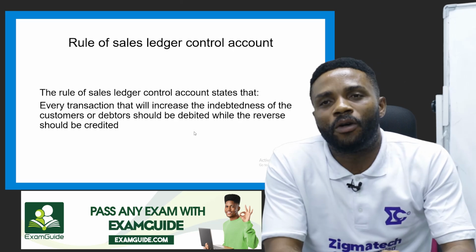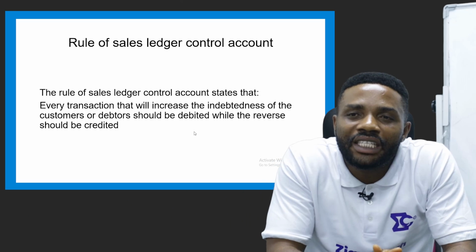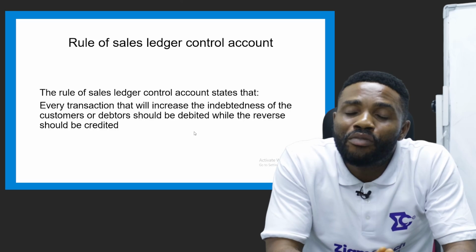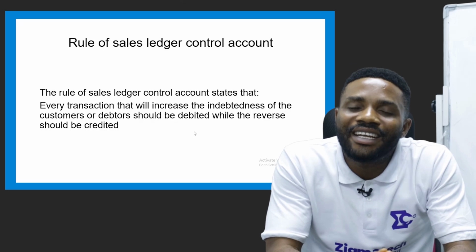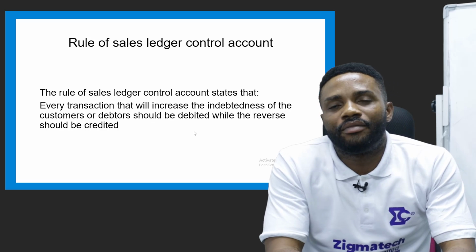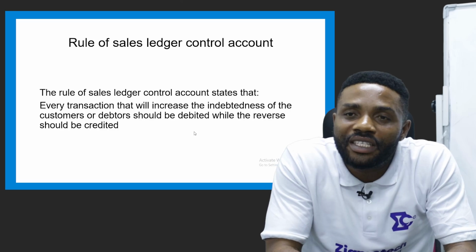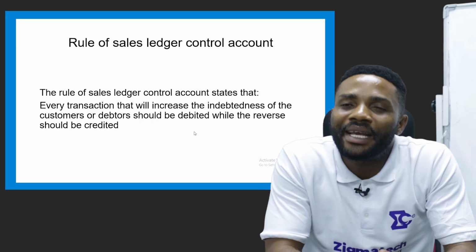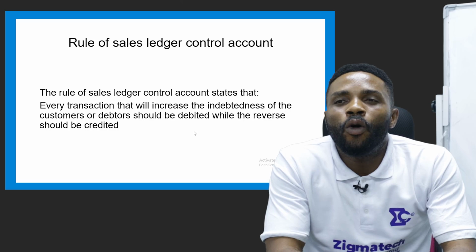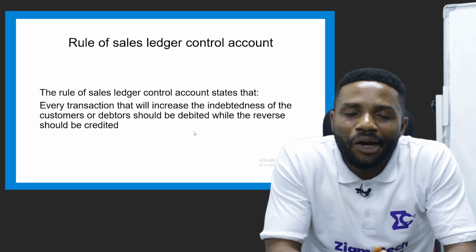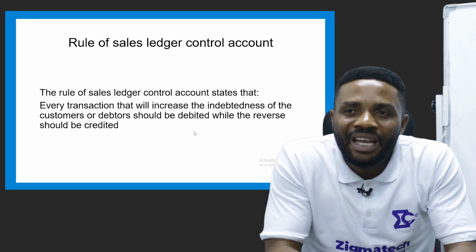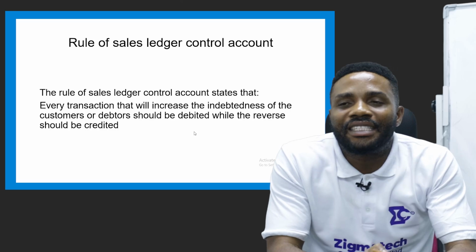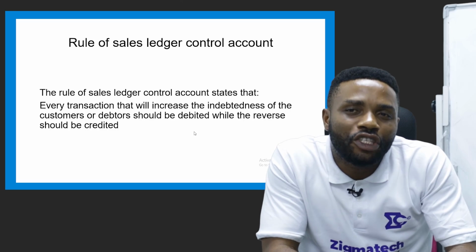Who is a debtor? A debtor is somebody that comes to the business to buy without money. A debtor is somebody that comes to the business without exchanging something of value. A debtor is somebody that comes to the business and enjoys the services of the business without making payment. That person is a debtor. So, whenever you open an account in the name of that debtor, there are transactions that will increase what the person is owing, and there are transactions that will decrease or reduce what he is owing.